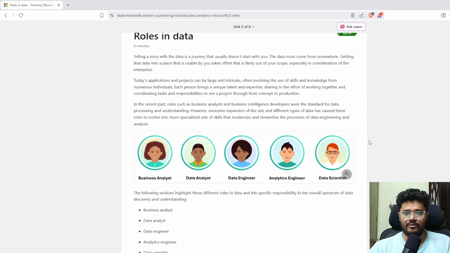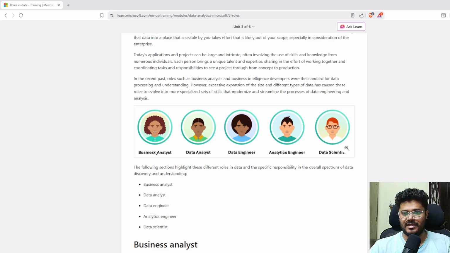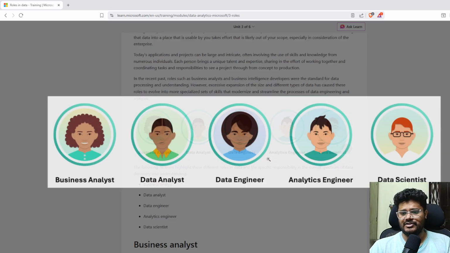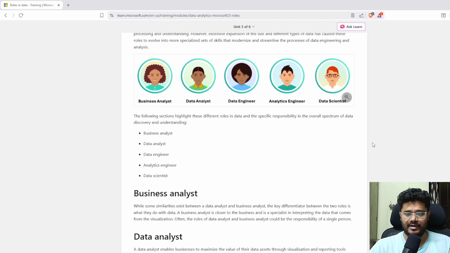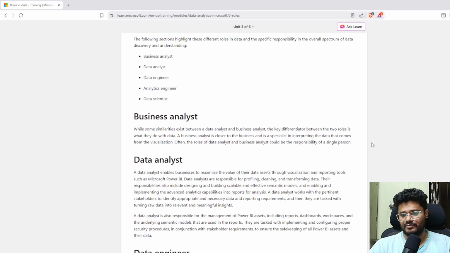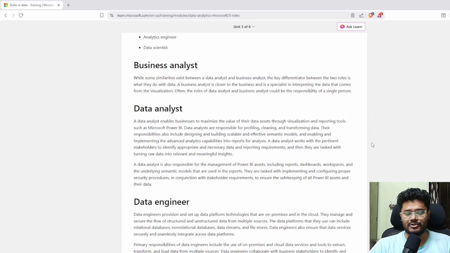It talks about different roles in data, starting from business analyst, data engineer, analytics engineer, and data scientist. So all five roles are crucial when you are playing with data, manipulating data. All five roles stand apart, and through this certification you can become each of the five roles in your professional career, right? So this article in detail talks about what each role does.